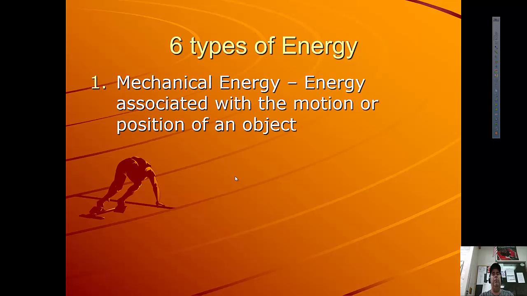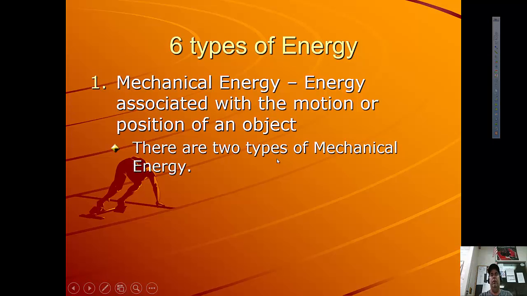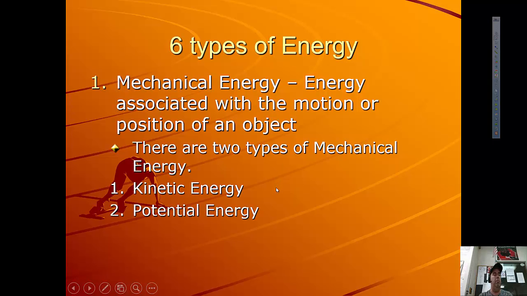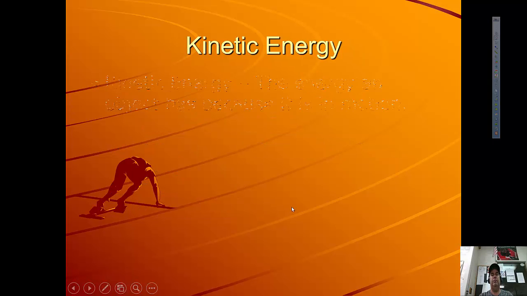The first one is going to be mechanical energy. It's energy that is going to be associated with either the motion of an object or the position of an object. And I'm hoping you're seeing here, well, motion is going to be one thing, position is going to be another. So these are going to be your 2 different types of energy. And we'll describe those 2 types of mechanical energy. First one is going to end up being kinetic energy. Second one is going to end up being potential energy.